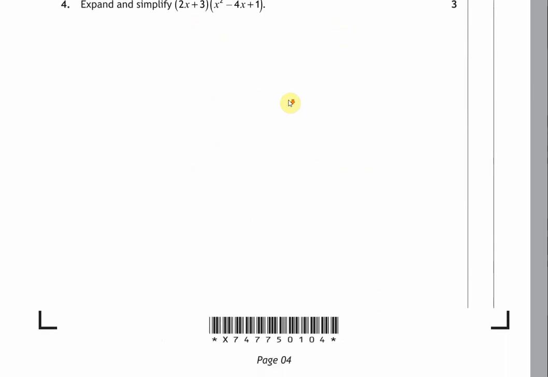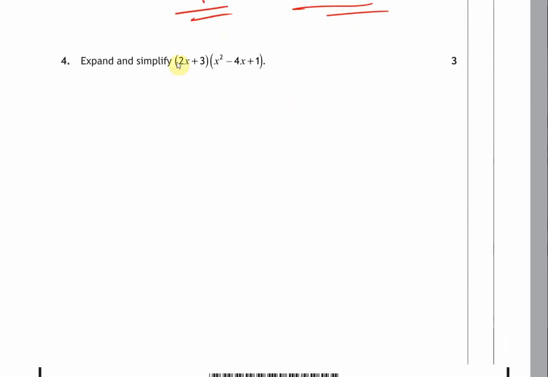Now number 4 is we need to expand and simplify these two brackets. The first thing that we will notice here is that we have a bracket with 2 terms and then a bracket with 3 terms. So when we have a bracket with 3 terms, we cannot use FOIL. FOIL only applies to 2 brackets multiplied with 2 terms inside them.